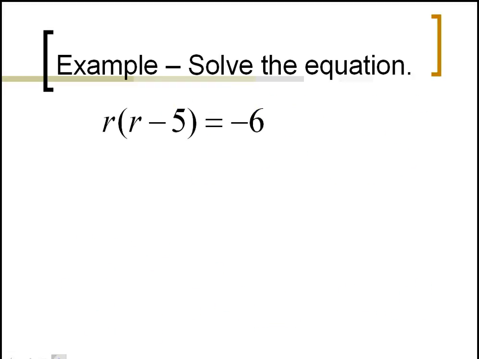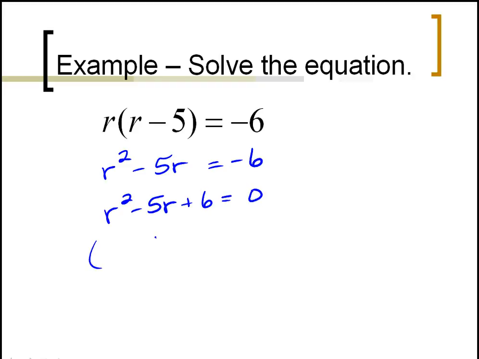What about r times r minus 5 equals -6? This is a case where we have a product on the left. It's already factored, but it's not equal to 0. So this product doesn't do us any good. So we have to undo that by distributing to get r squared minus 5r is equal to -6. Now we can put it in standard form by adding the 6.